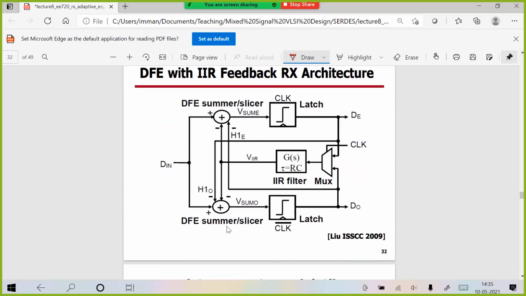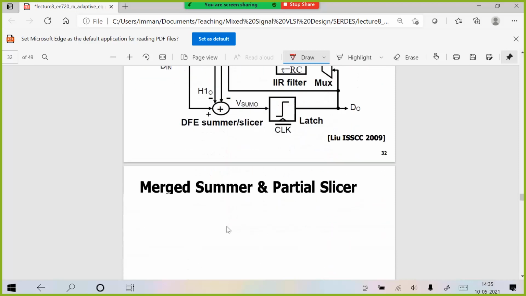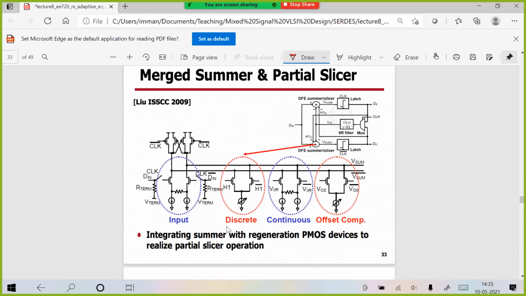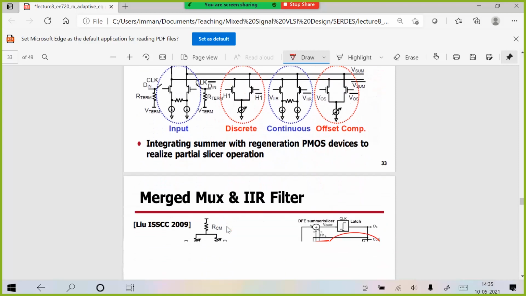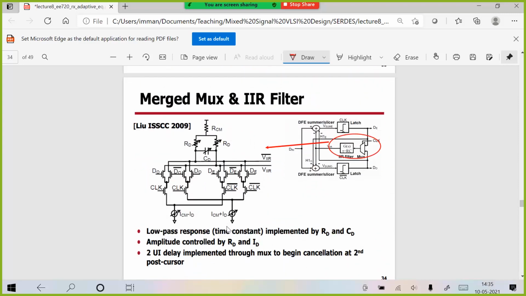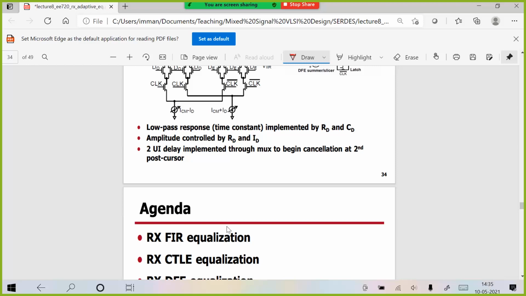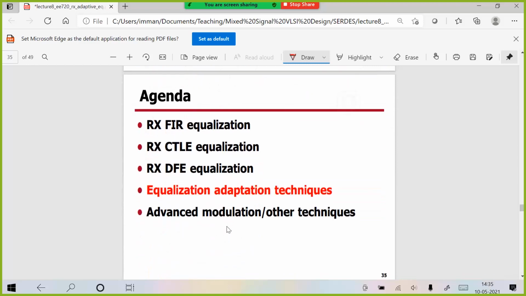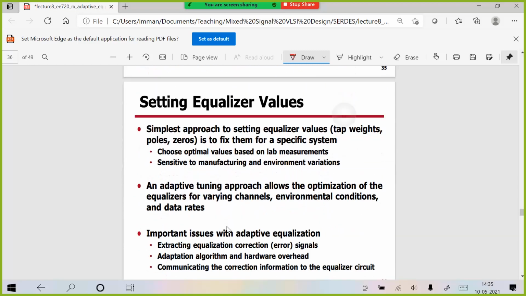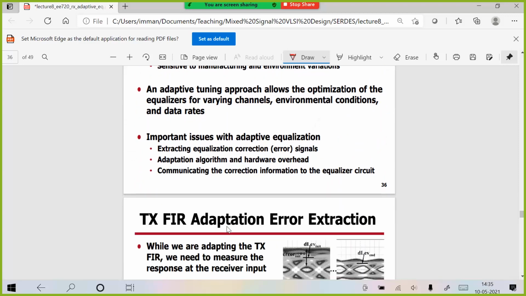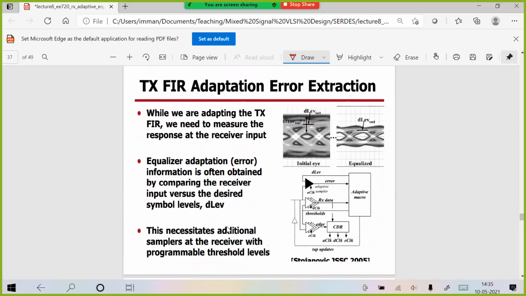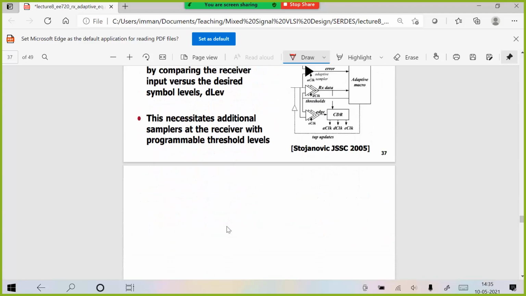All right. There are different implementations. You can use an IIR feedback or an FIR feedback. All these things are possible. These are all different papers, different ways of implementing. All right. So equalization adaptation techniques. There are different adaptation techniques which I'm not going to go into today. Okay, we will probably just leave it.